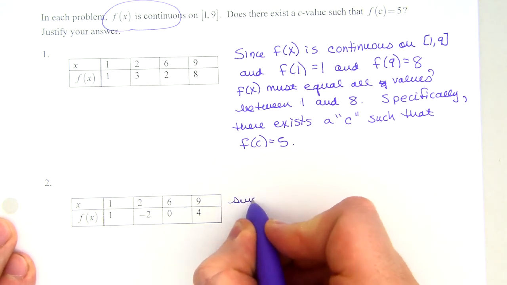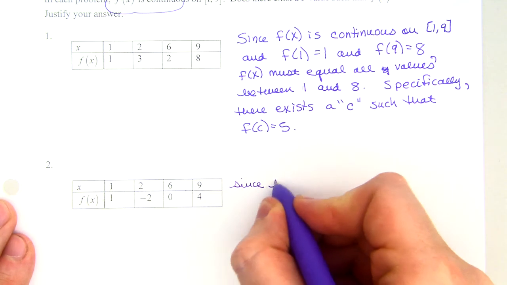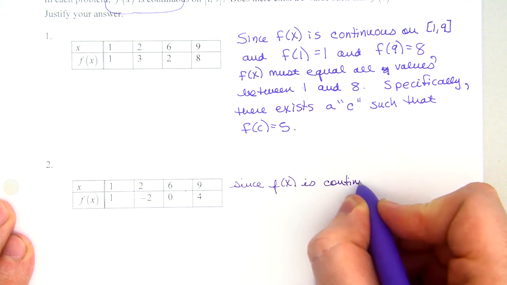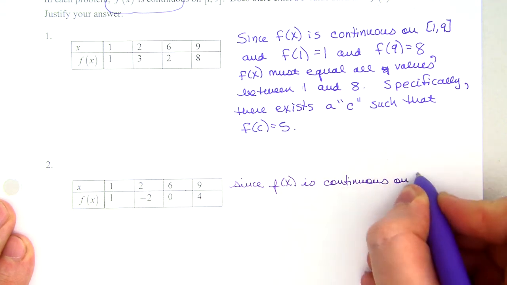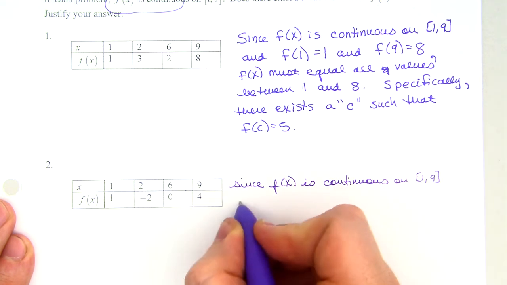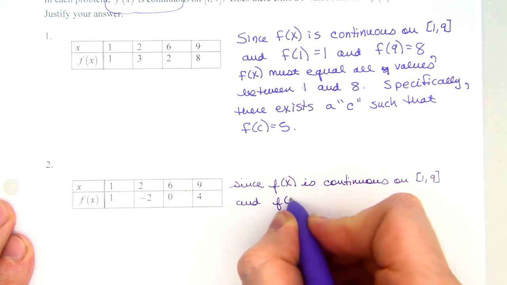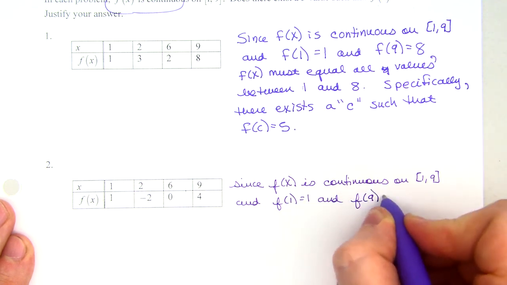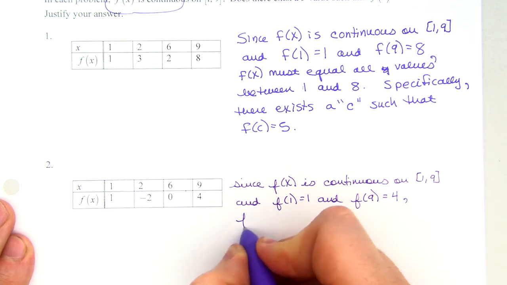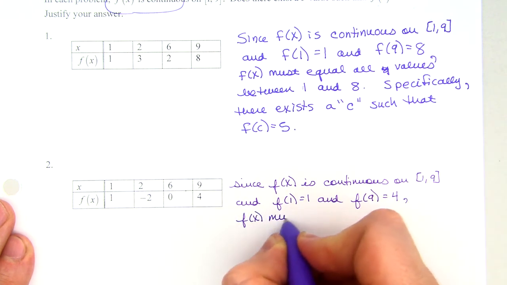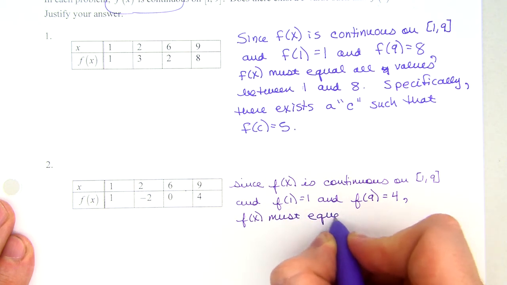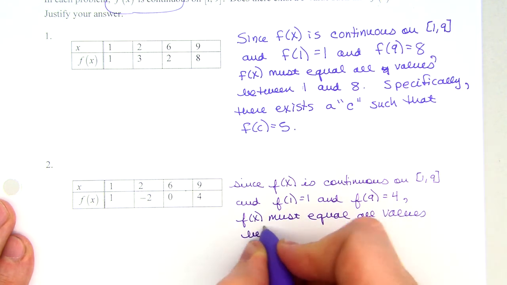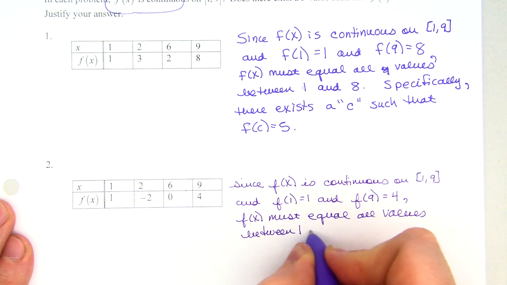I'm going to say, since, am I on the screen? I am on the screen. Since f of x is continuous on 1 comma 9, and f of 1 equals 1, and f of 9 equals 4, f of x must equal all values between 1 and 4.